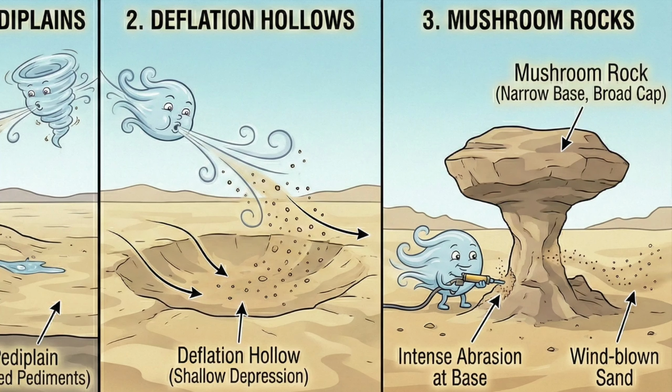2. Deflation hollows. Persistent wind blowing in one direction can lift and remove loose sand from the ground, creating shallow depressions called deflation hollows. 3. Mushroom rocks.